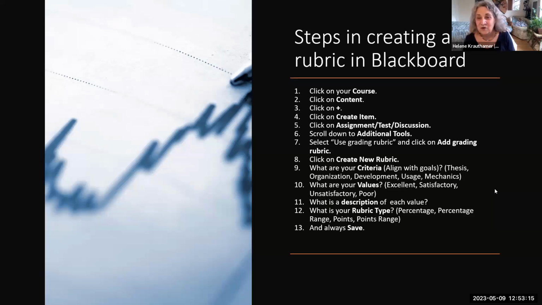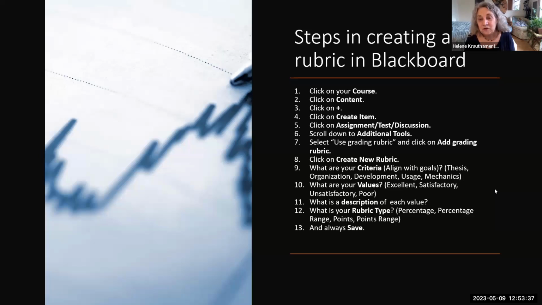And if you go all the way down, and I'll be able to share, once I'm finished with the PowerPoint, I'll be able to share my screen, show you how we do this in an actual course. Scroll down to additional tools. Took a little while to find that one, but it is there. It's in additional tools. Then you select use grading rubric and you click on add grading rubric.